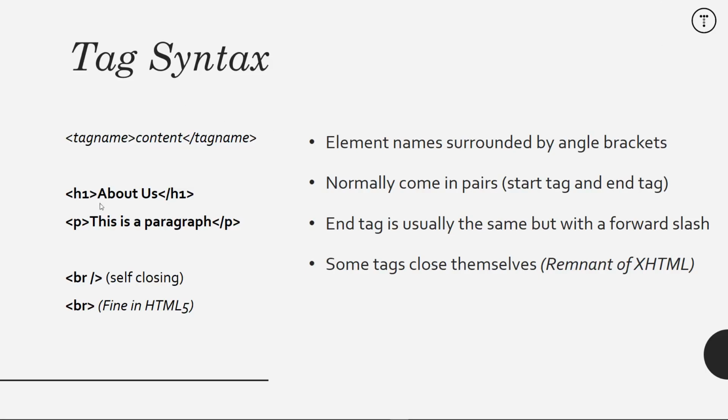Alright, here's another example with a paragraph tag, and we just have the text, this is a paragraph. Now, notice with the BR tag here, there's no opening and close, it's just one tag. This is called a self-closing tag. And these are basically tags that don't have any content within them.